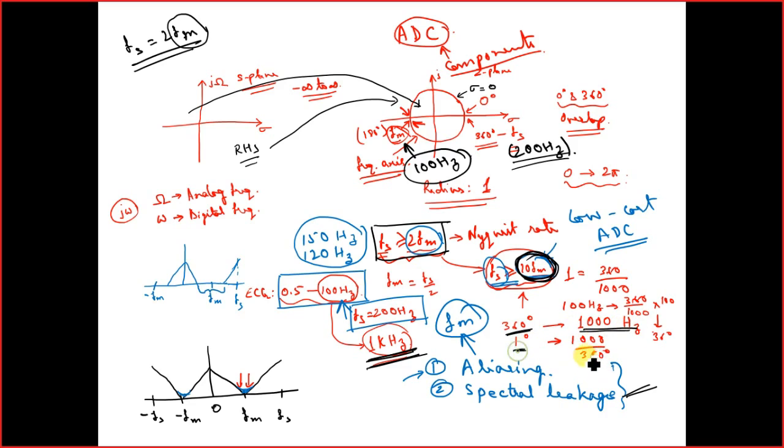At 360 degrees we have 1 kilohertz. So 1 degree would be 1000 by 360 hertz, or in other terms, for 100 hertz we would have 360 degrees divided by 1000 multiplied by 100 hertz, which is the Fm. This is Fm, this is Fs.